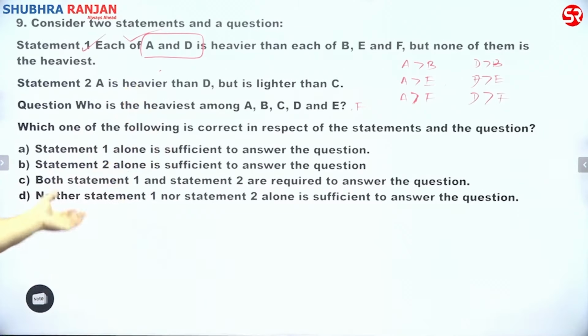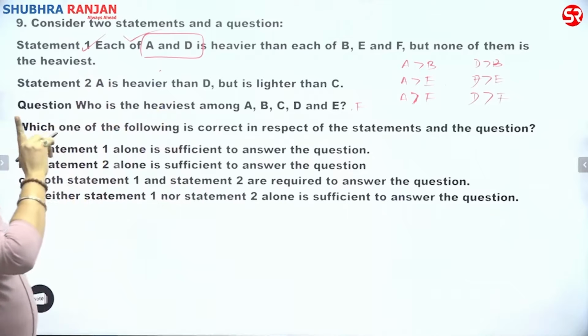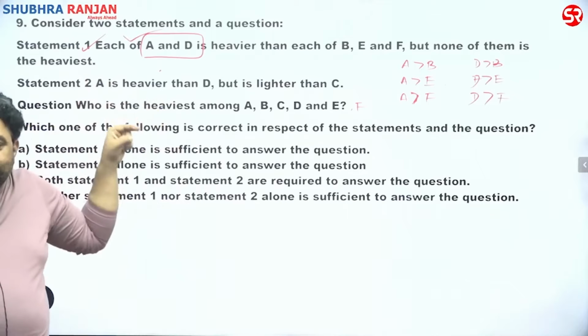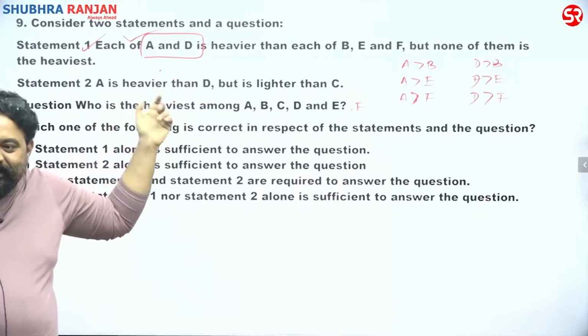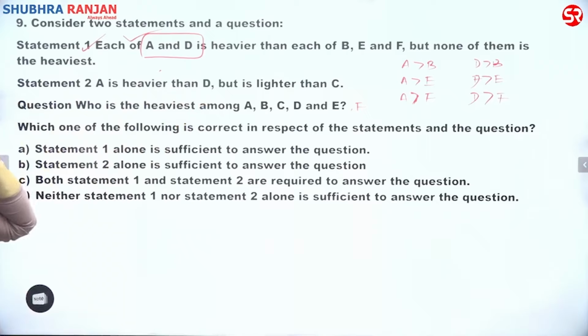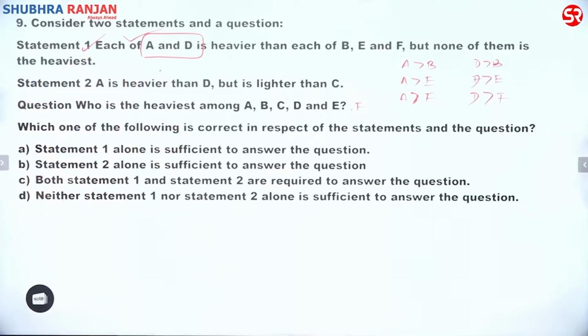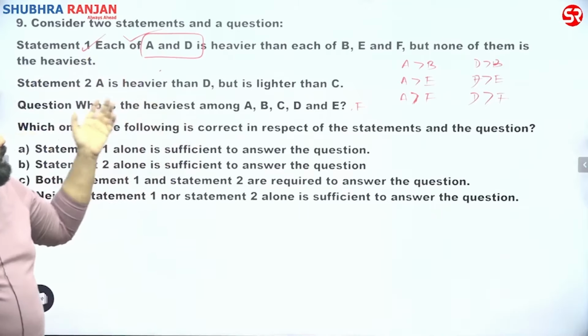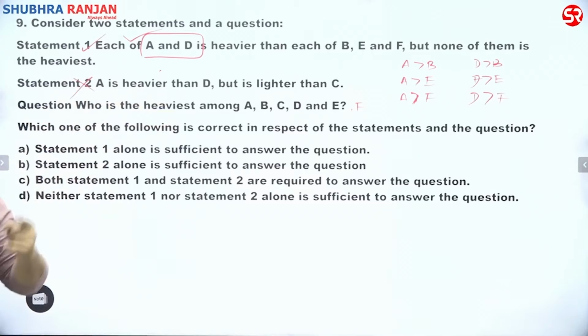Right, next. A is heavier than D, but lighter than C. This tells us nothing, because I am seeing the second statement. I ignore the first statement because you wanted to combine them. It was your wish. Again, this is encouraging you to combine these two statements and give the answer. No. The answer is coming automatically from the first statement. Second statement: A is heavier than D, lighter than C, but we do not know anything about B, E and F. So the second is not giving you the answer. When we see the second statement, we forget the first. Rahul's rule. Simple.